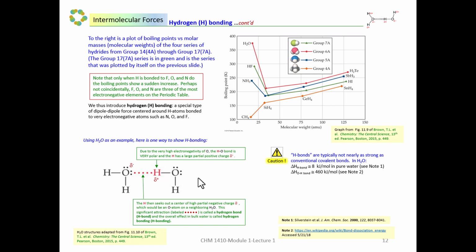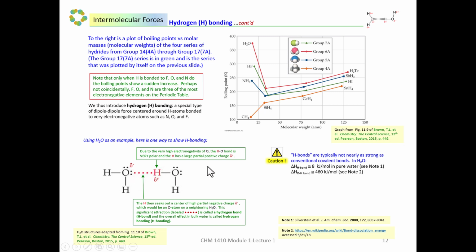Now, hydrogen bonds are typically not nearly as strong as conventional covalent bonds. For example, estimates of the strength of this hydrogen bond between this water molecule and this water molecule is about 8 kilojoules per mole in pure water, whereas the bond energy of the actual OH covalent bond here, and of course here and here and here, is well over 400 kilojoules per mole. So in other words, the actual covalent bond is much stronger than what we are calling this hydrogen bond here.